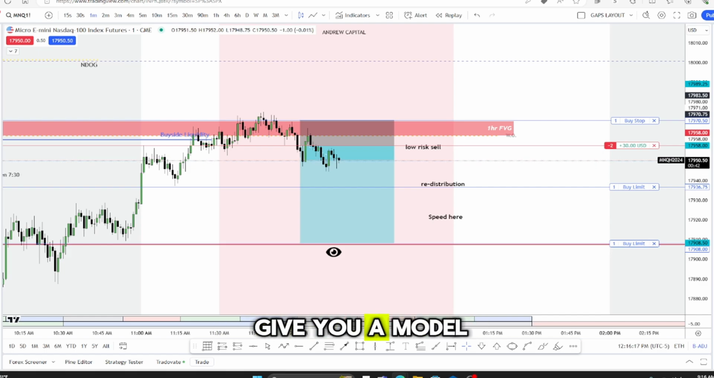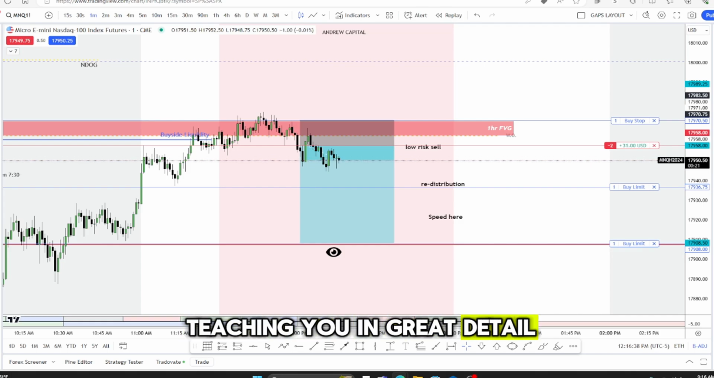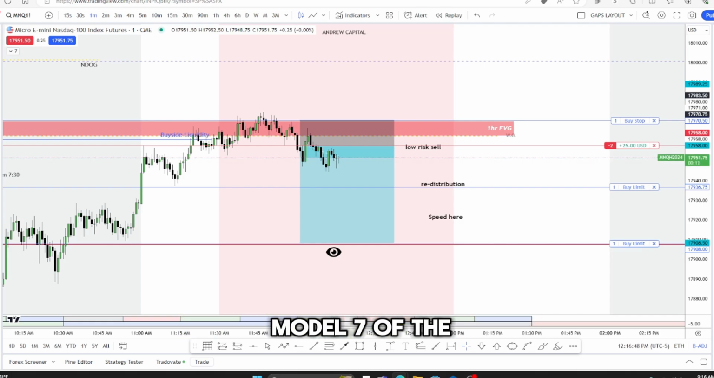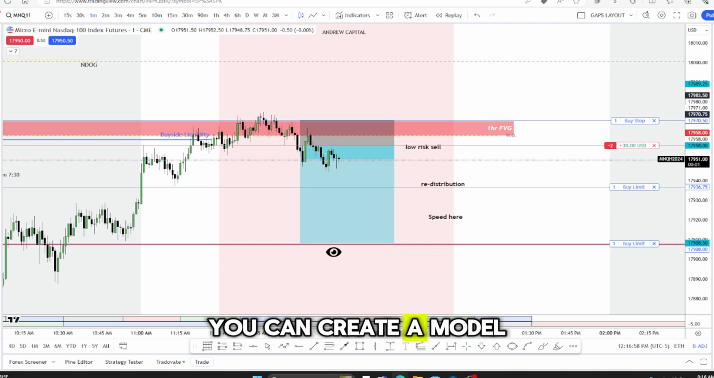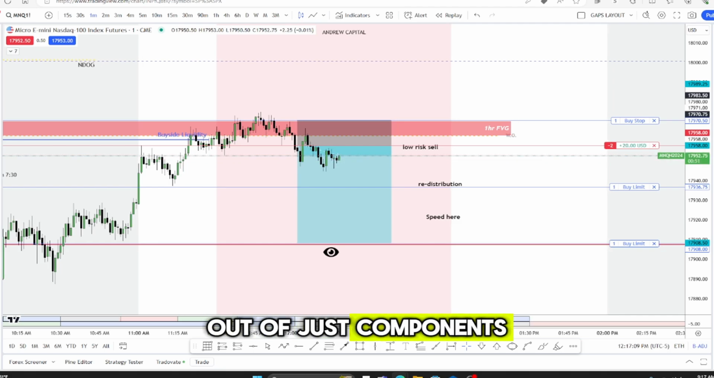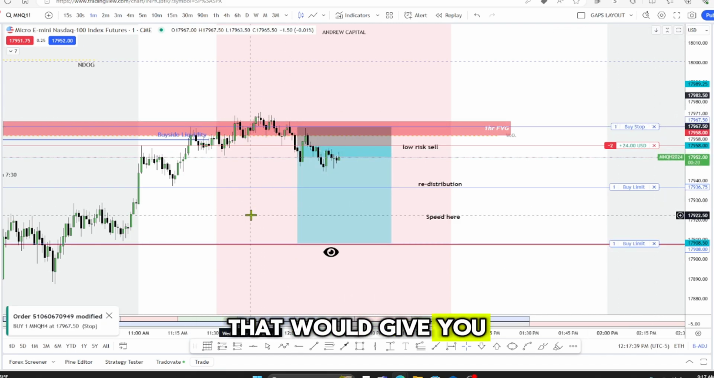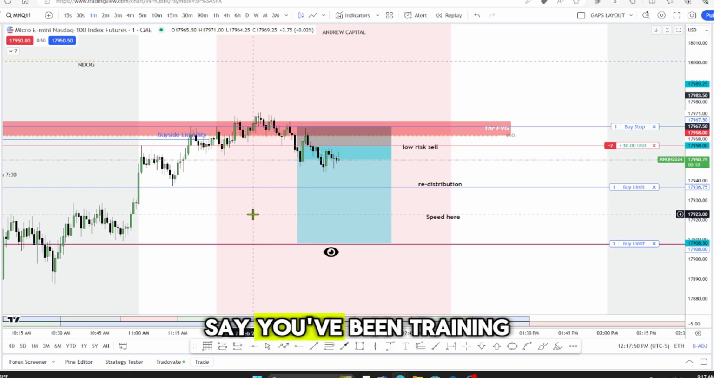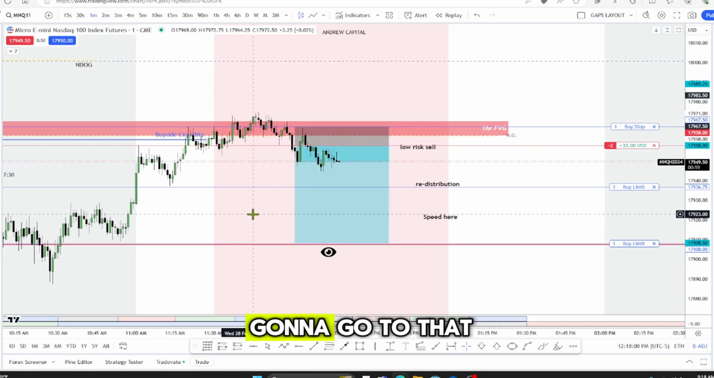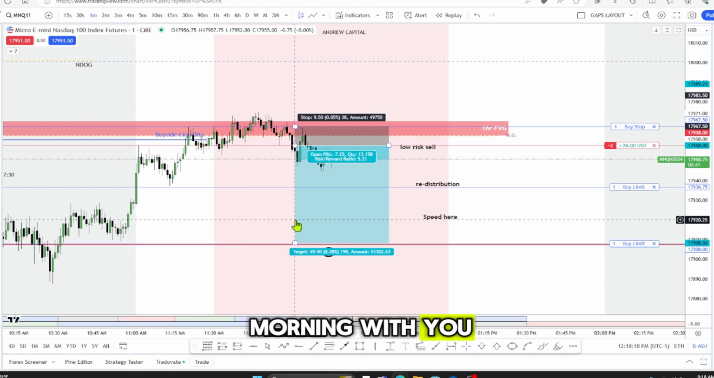So let me just give you a model real quick. If we understand what I'm going to be teaching you in greater detail in model 6 and model 7 of the price action models, you can create a model out of just components of the sell side of the curve of a market maker buy model, where you're looking for just individual components that would give you your setup. So perfect example, let's say you've been trading for a long time and you could see that they were going to go to that sell side like I did this morning with you. You could be buying that.